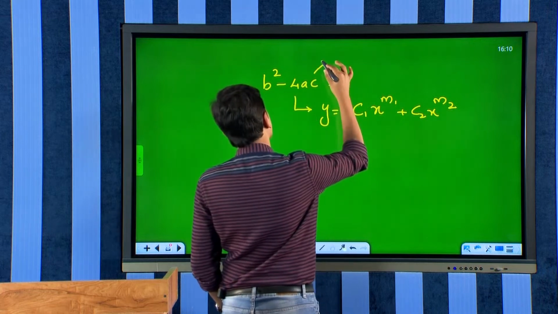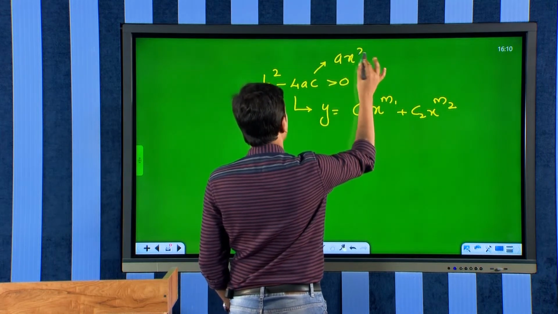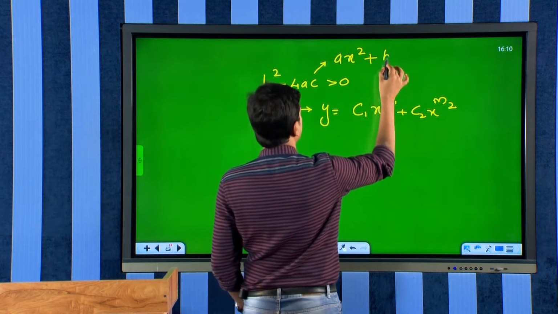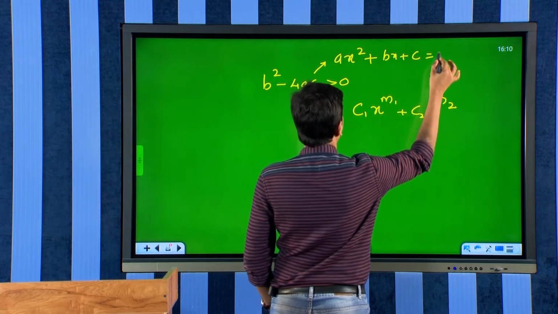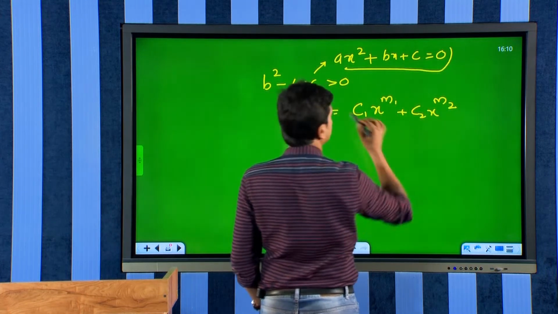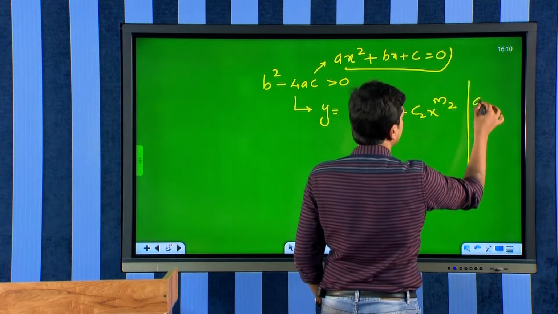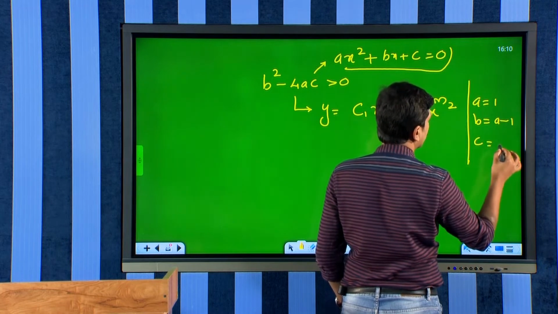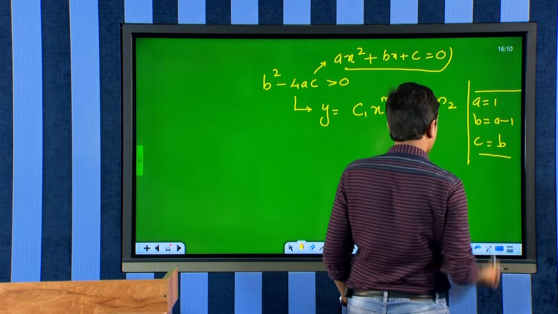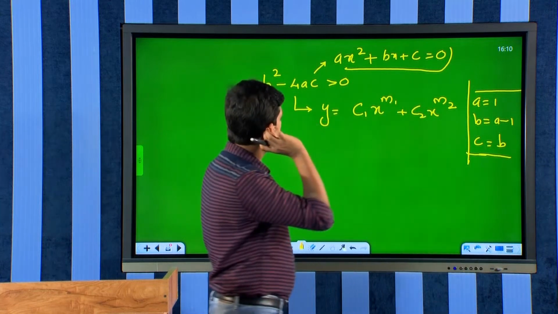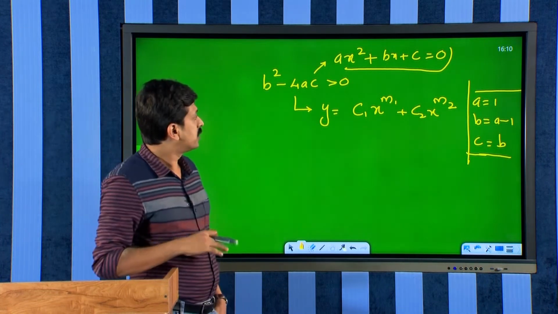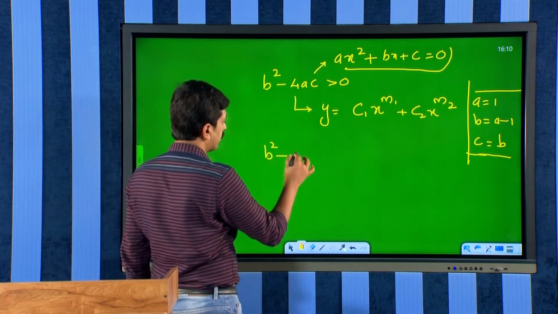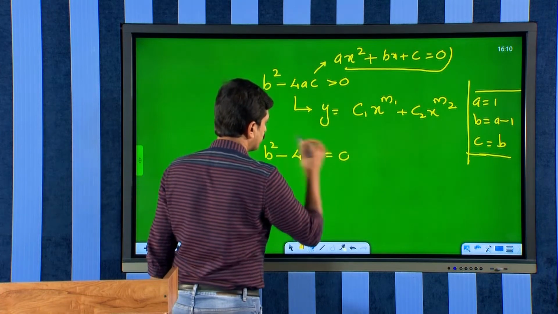Here b square minus 4ac stands for the quadratic equation a m square plus b m plus c. In this case a is equal to 1, b is equal to a minus 1 and c is equal to b. We discussed this in the last session, and now the question is, what will happen if b square minus 4ac is equal to 0?